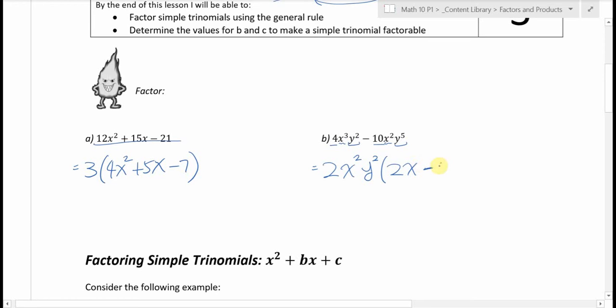Minus 10 divided by 2 is a 5. x squared divided by x squared is just nothing, or x to the power of 0, I guess, which is just 1. y to the 5 divided by y squared is y cubed. And that is your answer. Okay, so that's what we did last time. We removed the greatest common factor.